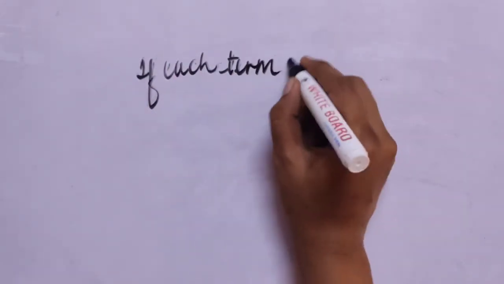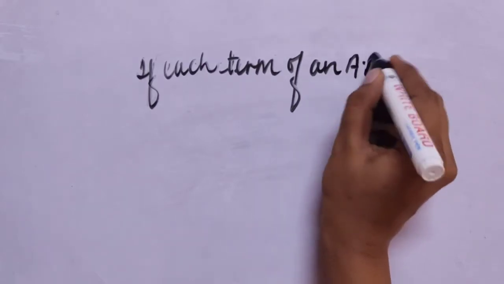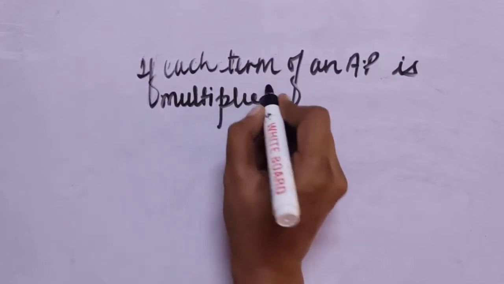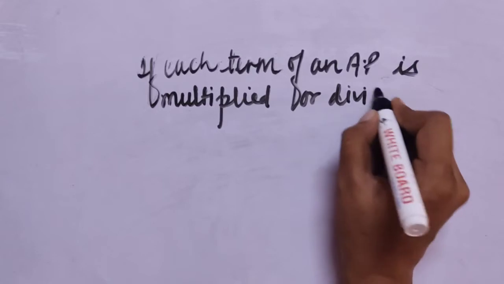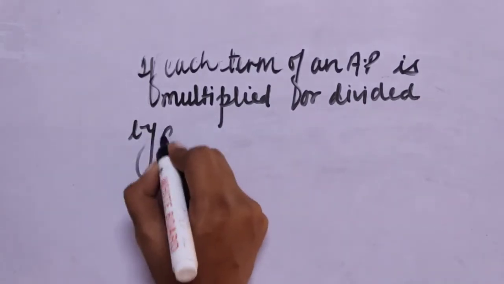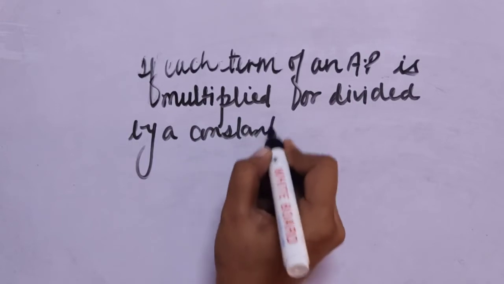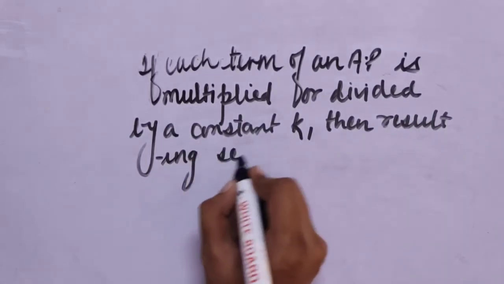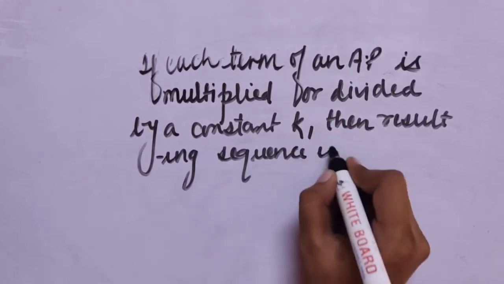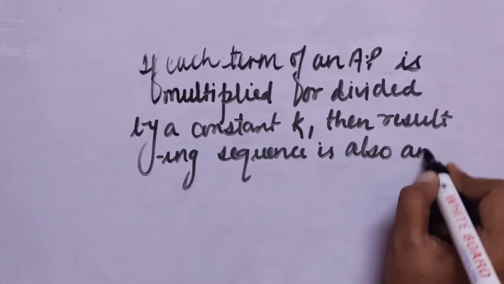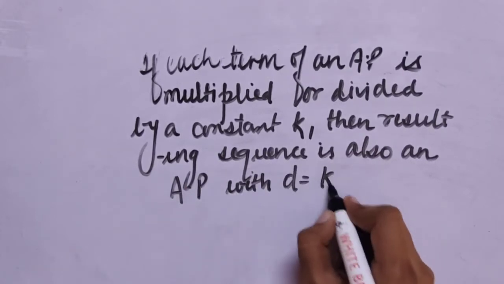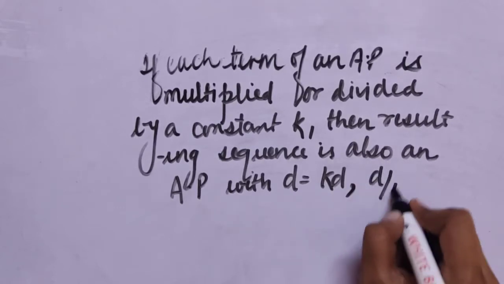Yes students, our next property is if each term of an AP is multiplied or divided by a constant K, then the resulting sequence is also an AP with common difference equal to K into D or D upon K.